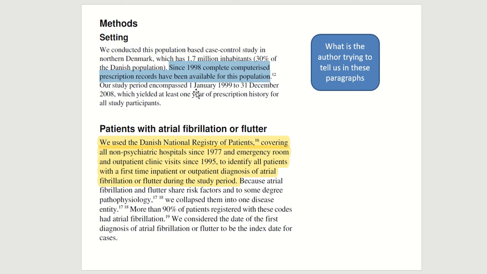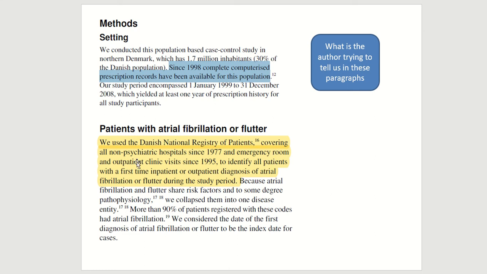We use the Danish National Registry of Patients. So this is under patients with AFib and flutter. This is where they tell you where they went to get their cases. Under registry, as easy as this, they have a registry, the Danish National Registry, covering all non-psychiatric hospitals since 1977, meaning all the hospitals since 1977, emergency room, etc. If they have an AFib or flutter, they will register that case in that registry.